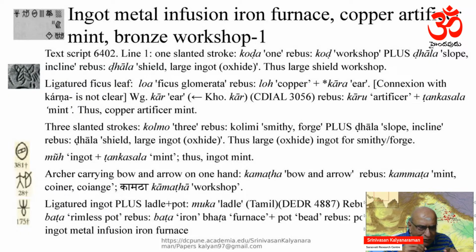And the last sign, 175, ladle and pot: mūha ladle, rebus mūha furnace produce, bhaṭa rimless pot, bhaṭa iron, bhaṭa furnace. Both bead, poṭa, metal infusion. Ingot, metal infusion, iron furnace. So thus, metal infusion, iron furnace, copper artificer, mint, bronze workshop is the inscription. Next, please.